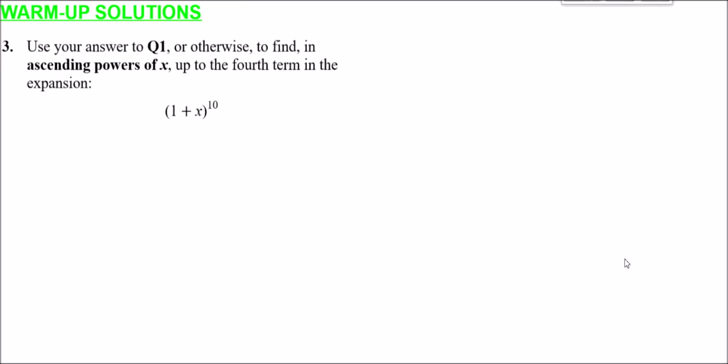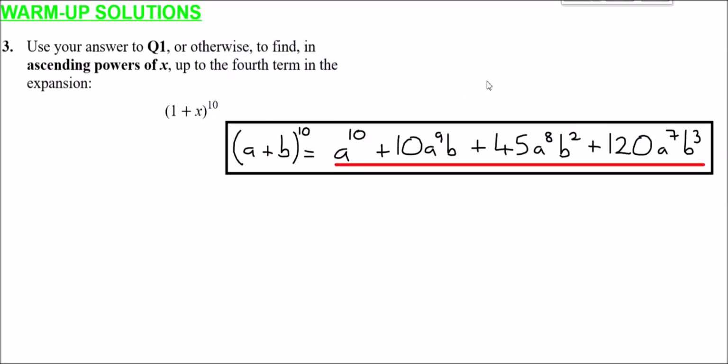Question 3. Use your answer to question 1 or otherwise to find in ascending powers of x, so x going bigger, up to the fourth term in the expansion 1 plus x to the power 10. So the big clue here is we can use the answer to question 1 to help us. So just to remind ourselves what we had from question 1, we had this here. And so now we can just say that a has to be 1 and b must be x, equating a and b to the terms in the actual brackets we need to expand here.